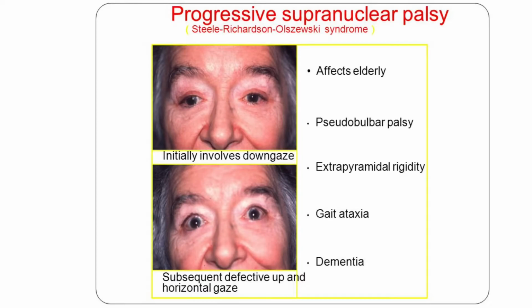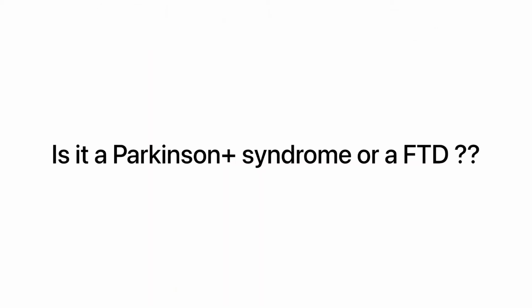Different classification systems, like Parkinson Plus Syndromes and Fronto-Temporal Dementias, are used to classify the same disorders, and it can get really confusing. For example, if you're reading about Progressive Supranuclear Palsy, some places will say it's a Parkinson Plus Syndrome, and then in another place it could say it's a Fronto-Temporal Dementia, and you really get confused. Hopefully in this video, you and I can both get some clarity around this.